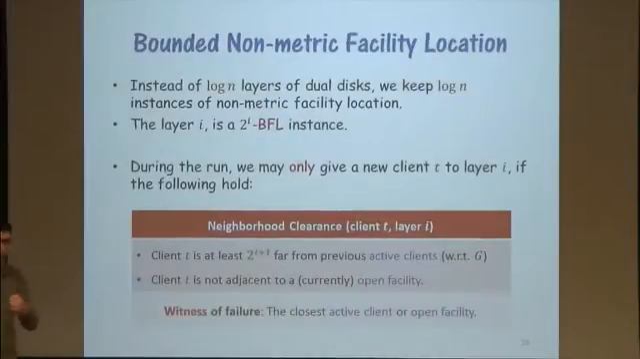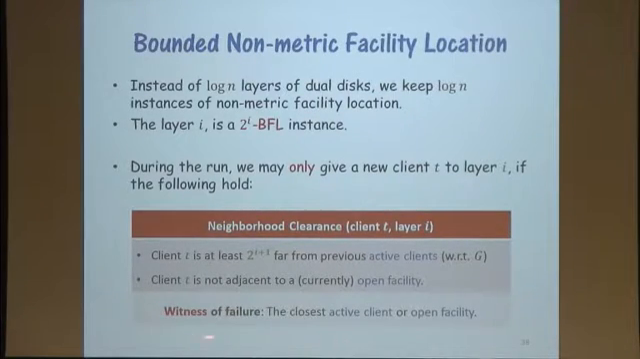We say that giving a terminal t to layer i has a neighborhood clearance if, first, there is no open facility close to this terminal, this client essentially, and this client is at least 2 to the i plus 1 far from all the previous clients which have arrived at that instance. If these two conditions hold, then we say that there is neighborhood clearance for giving terminal t to this layer. And if this clearance fails, this means that there is either one open facility close to that client, or one of the previous clients close to that guy. We call that either open facility or client the witness of this failure.